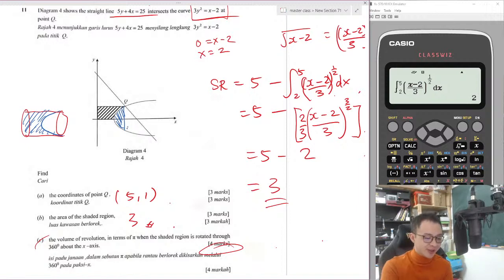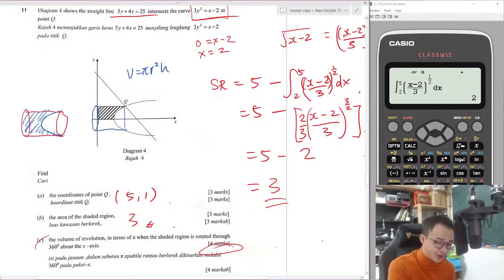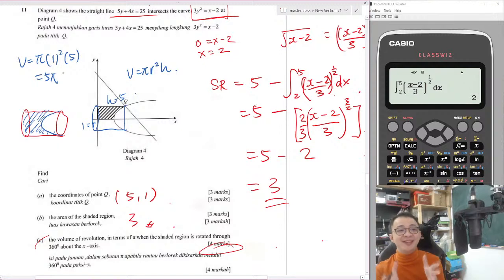So, okay, cylinder is quite easy, right? If you see carefully, this is a cylinder. Cylinder is pi r squared h. The r is 1, r equals 1. The height will be 5, right? Because this coordinate is (1, 5). So the height is 5. So I can get the whole cylinder easily, just pi times 1 squared times 5, which is 5 pi. Which is the whole cylinder.